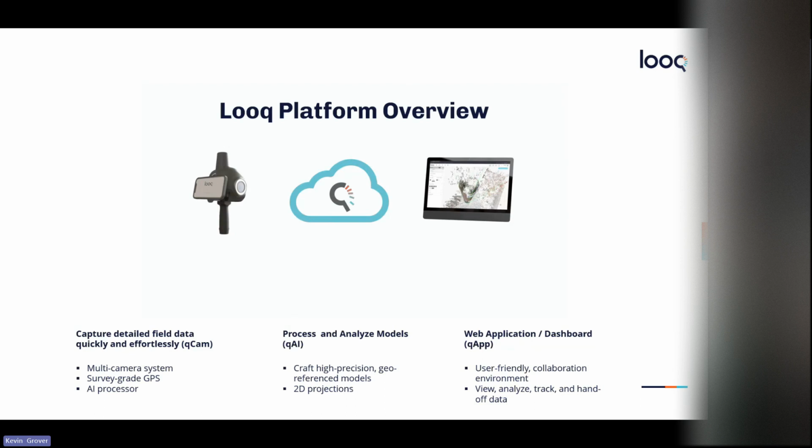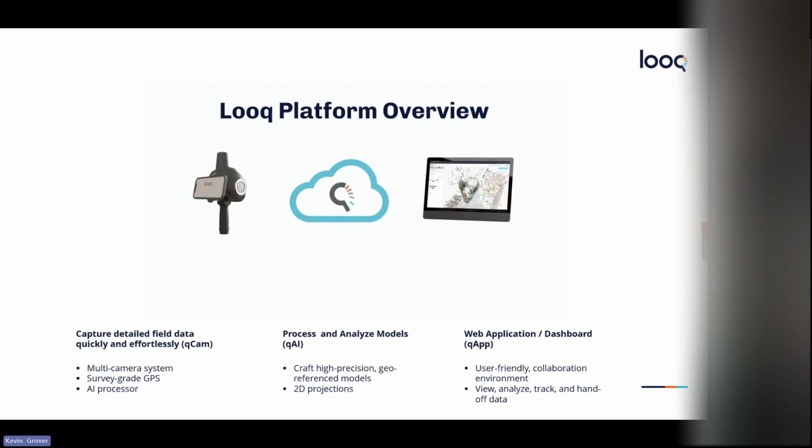The processing stack is called QAI. This is basically our automated processing platform that does all of the PPK processing, the imagery processing, and then projects it all into the different formats that we're going to be talking about today. Our web application is called QApp, and this is the web platform that's a simple, easy to use collaboration platform for basically sharing, viewing, and processing the data.